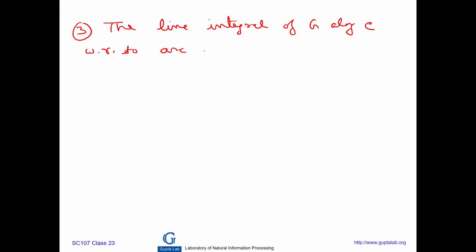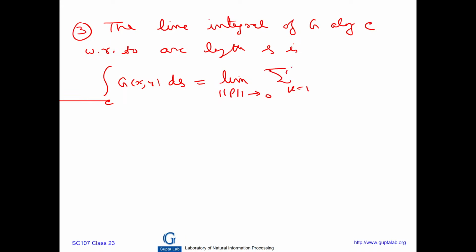So third, the line integral of G along C with respect to arc length s is given by the integral along C of G of x comma y ds, which is equal to the limit of the summation k is equal to 1 to n, G of xk star, yk star delta sk. Right.